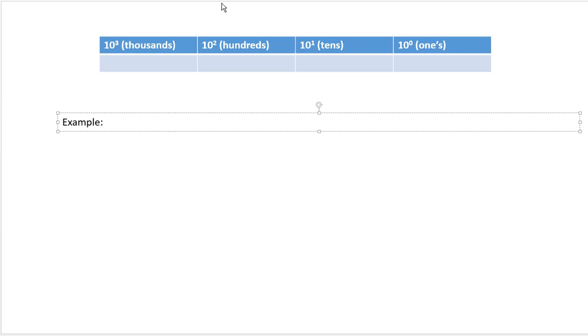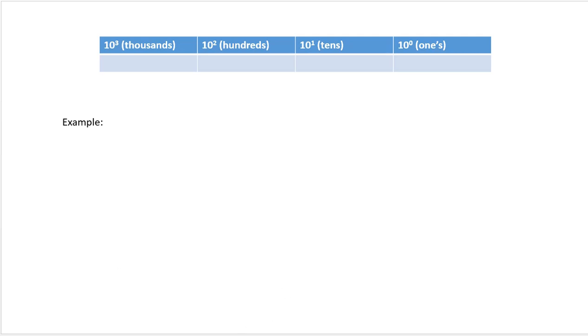You see here we've got our regular columns: the ones column, the tens column, the hundreds column, and the thousands column. Ones is 10 to the power of 0, because anything to the power of 0 is always 1. 10 to the power of 1 is 10. 10 to the power of 2, so squared, would be 100. And 10 cubed would be 1,000.